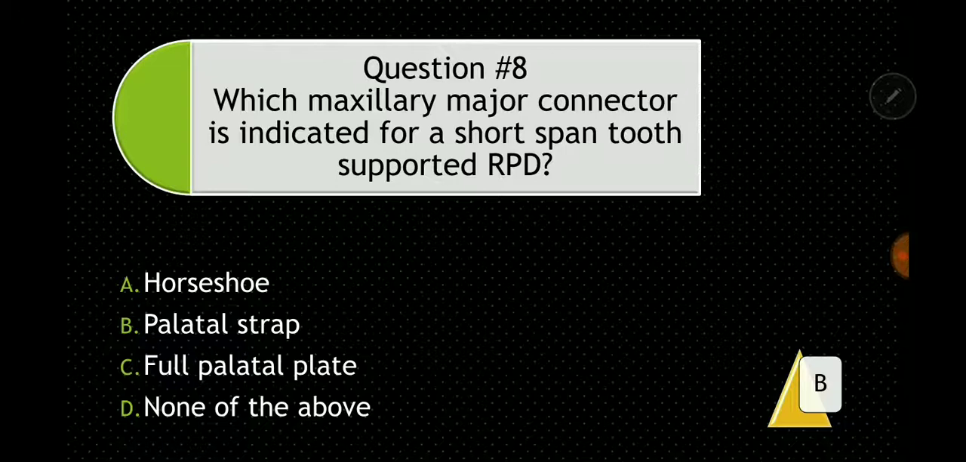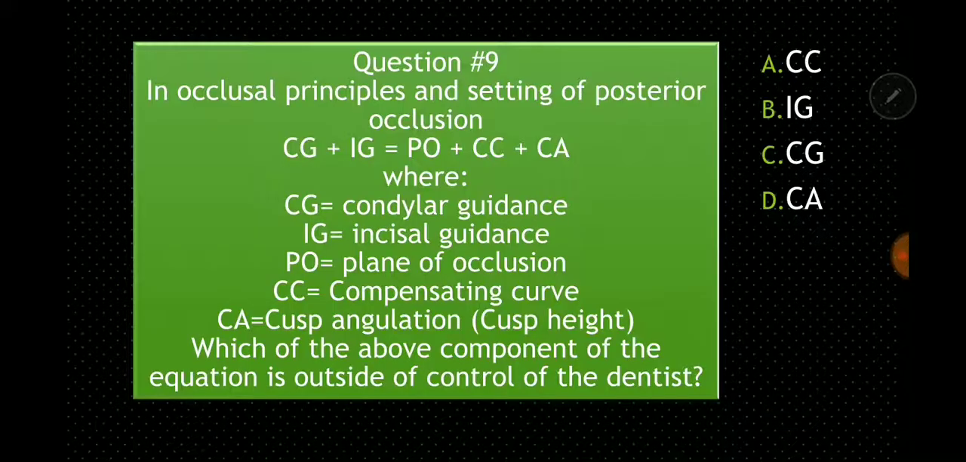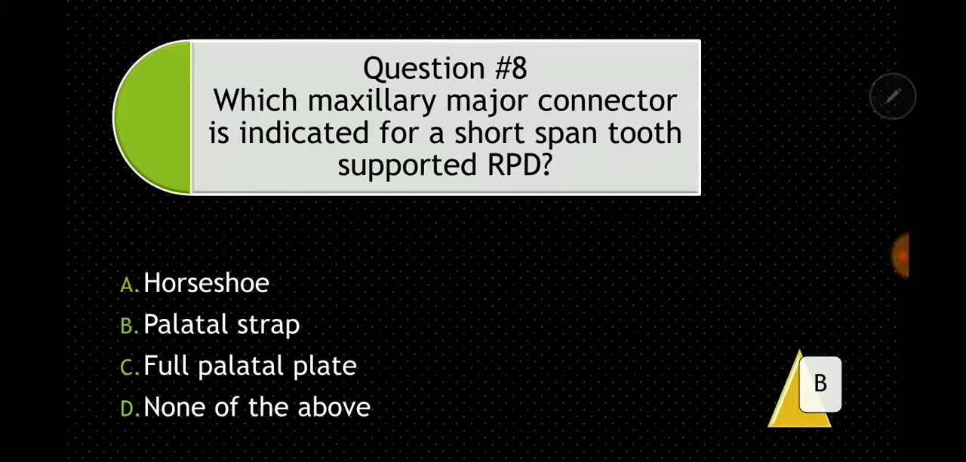Okay, so you have to know that the maxillary major connectors have indications. All right, so a single palatal strap major connector is better suited for restorations of short span tooth supported bilateral edentulous areas. So if it's a short span tooth supported bilateral edentulous area, then you can choose a palatal strap. Okay. Also, a palatal strap may also be used in tooth supported unilateral edentulous situations. All right. So make sure you know the functions.